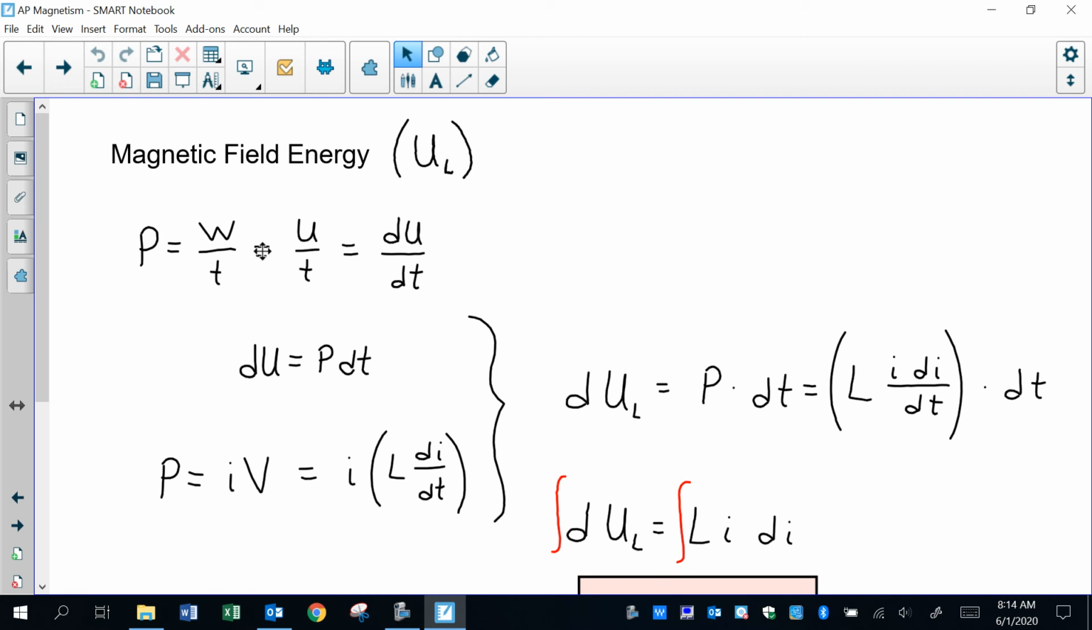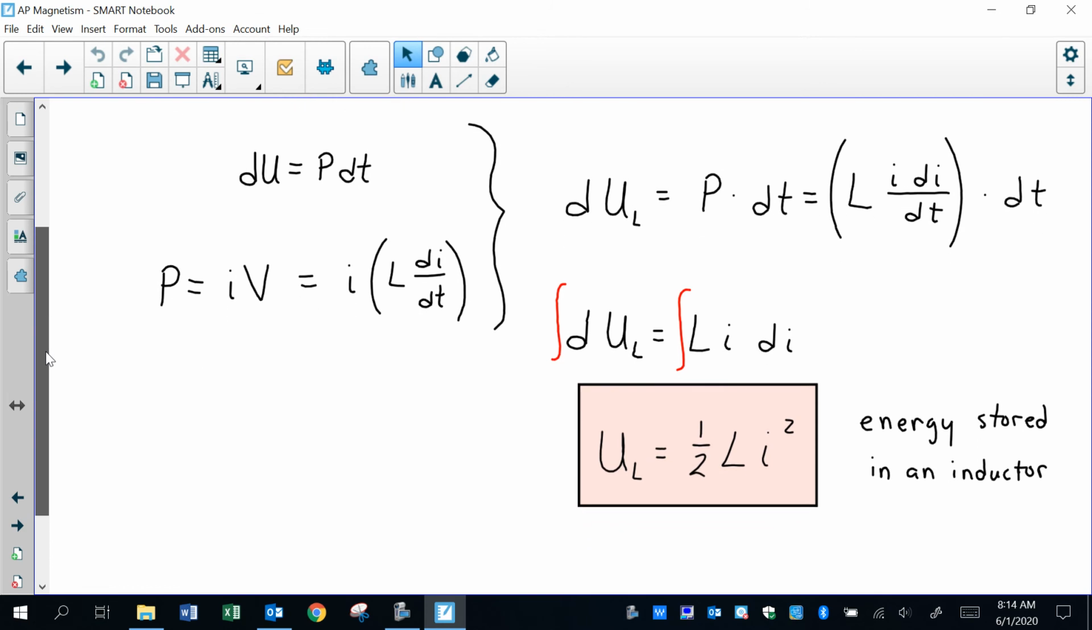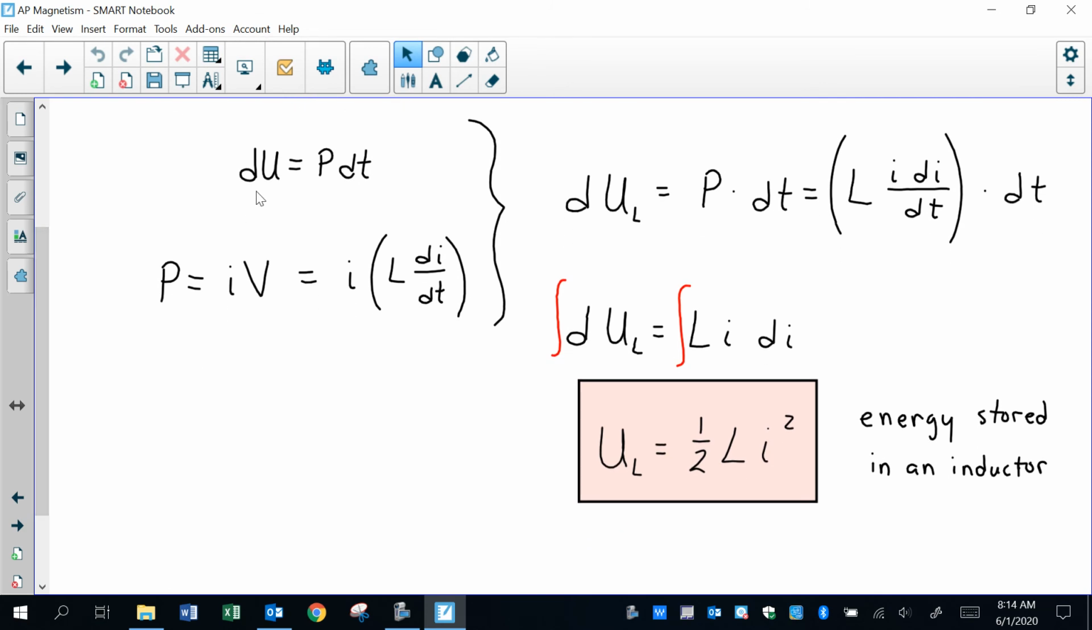So what we have here is our power equation, which is the rate of change in energy per time. We use the unit of the watt, how much energy is given off every second. If we rearrange this, our power is I times V. That's from a couple chapters ago dealing with electric current.